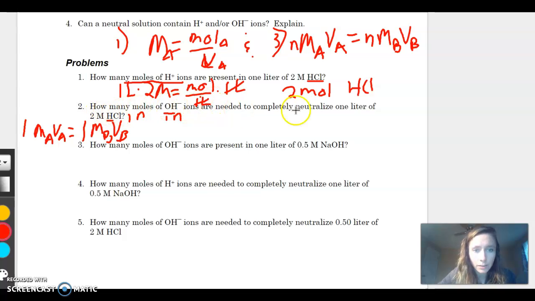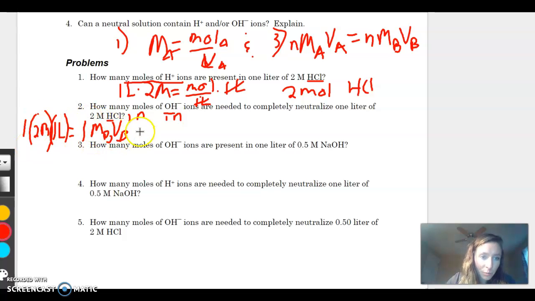How many moles of hydroxide ions are needed to completely neutralize 1 liter of 2 molar HCl? So it looks like they give us the volume and the concentration of the acid. So let's go ahead and plug those in. Okay, so I plugged them in. So I have my acid information in, and I don't have any base information. Now you might say, Miss West, I don't really get this because I have 2 variables and 1 algebraic expression. I can't solve for both. I can't get a value for M and V. And my answer to you is that's okay.